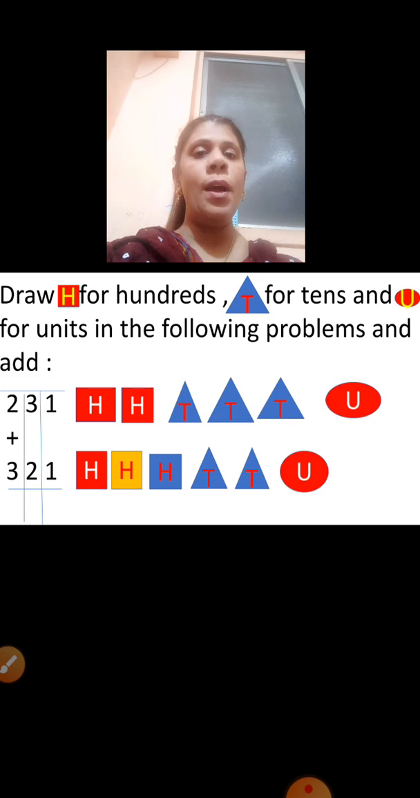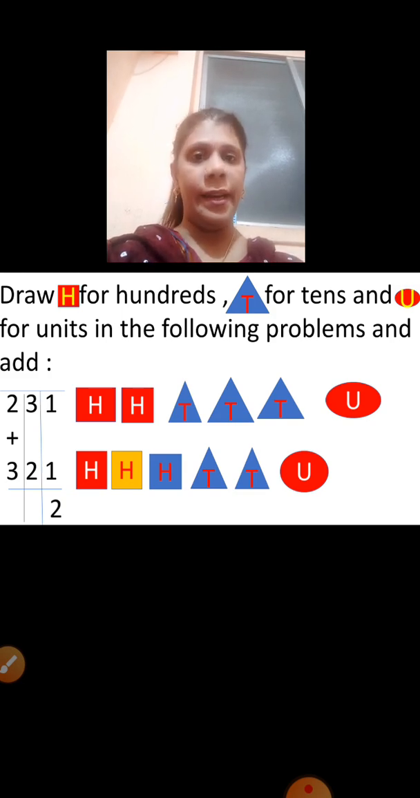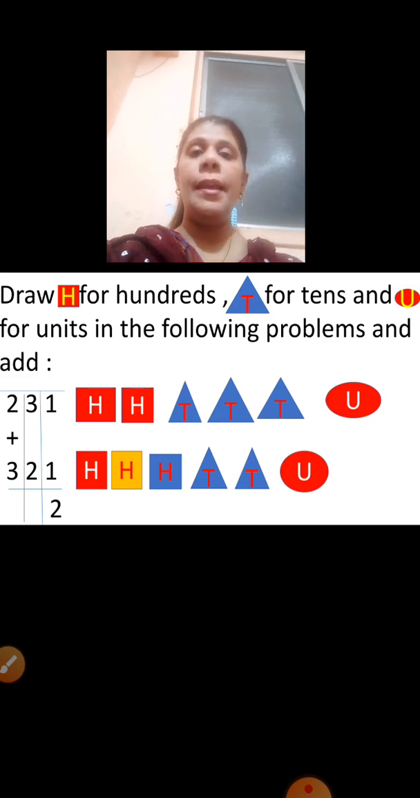So now see how many hundreds? 3 hundreds. So here 300 and 2 tens. 2T means 2 tens and 1 unit, that is U is 1 unit. So 300, 2 tens and 1 unit. Now we have to add. If we add units to units, how many units are there? 1 and 2. So we are going to write 2 units.